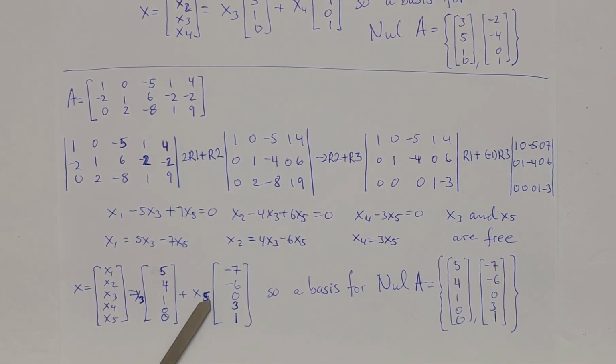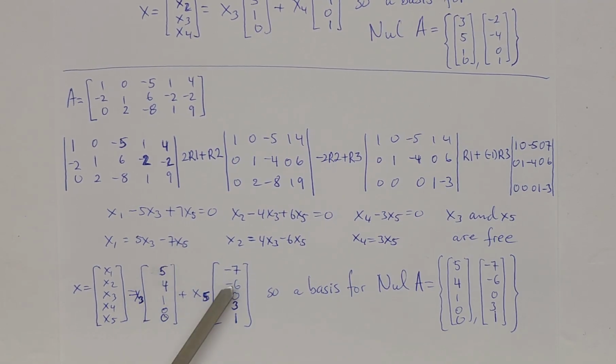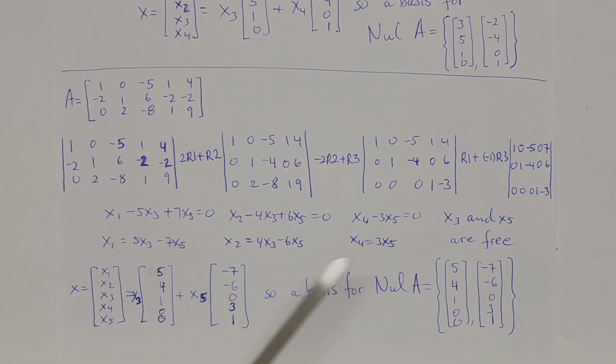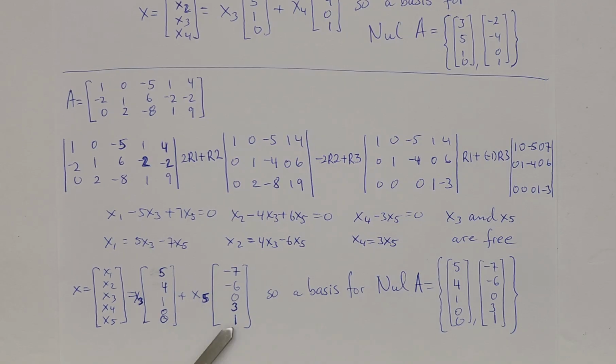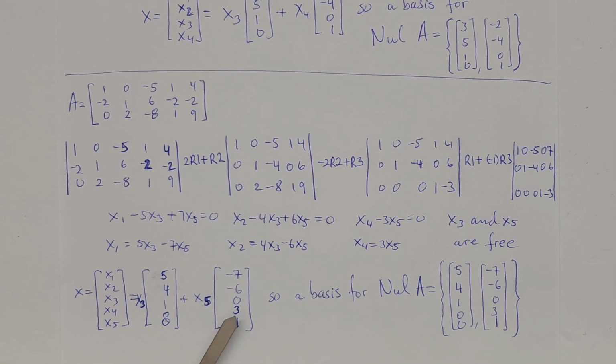Now we move on to the x5. First term of x5, which is here, the negative 7. Second term of x5, which is here, negative 6. Third term of x5, there isn't one, so 0. Fourth term for x5, which is right here, 3. And finally, the fifth term for x5 is 1 because x5 is free. So these are the two vectors that are a basis for null A.